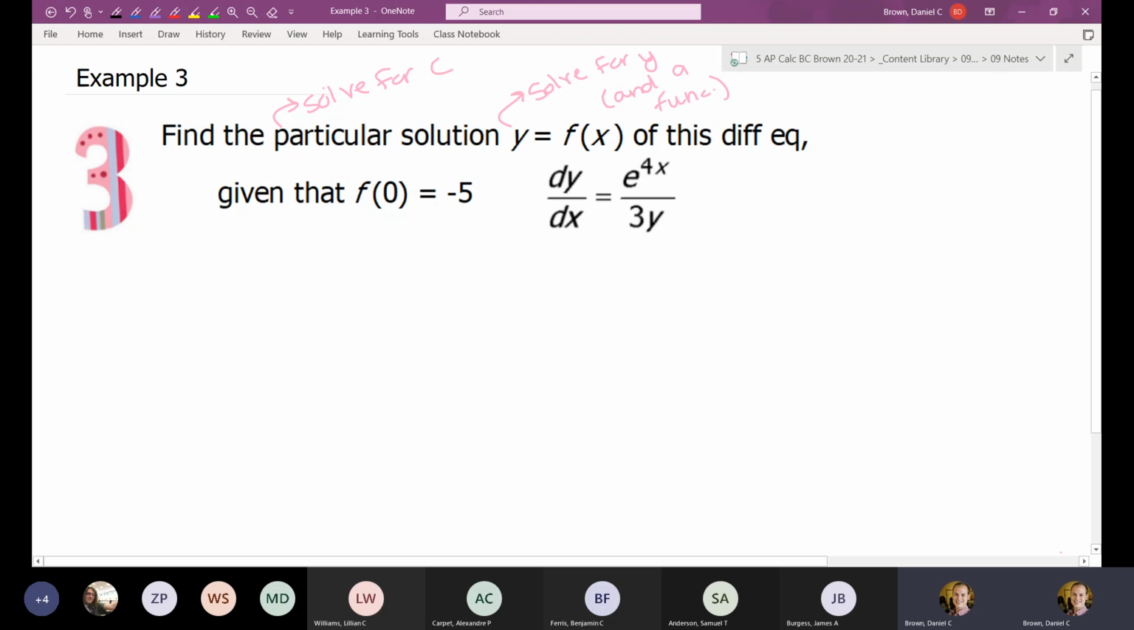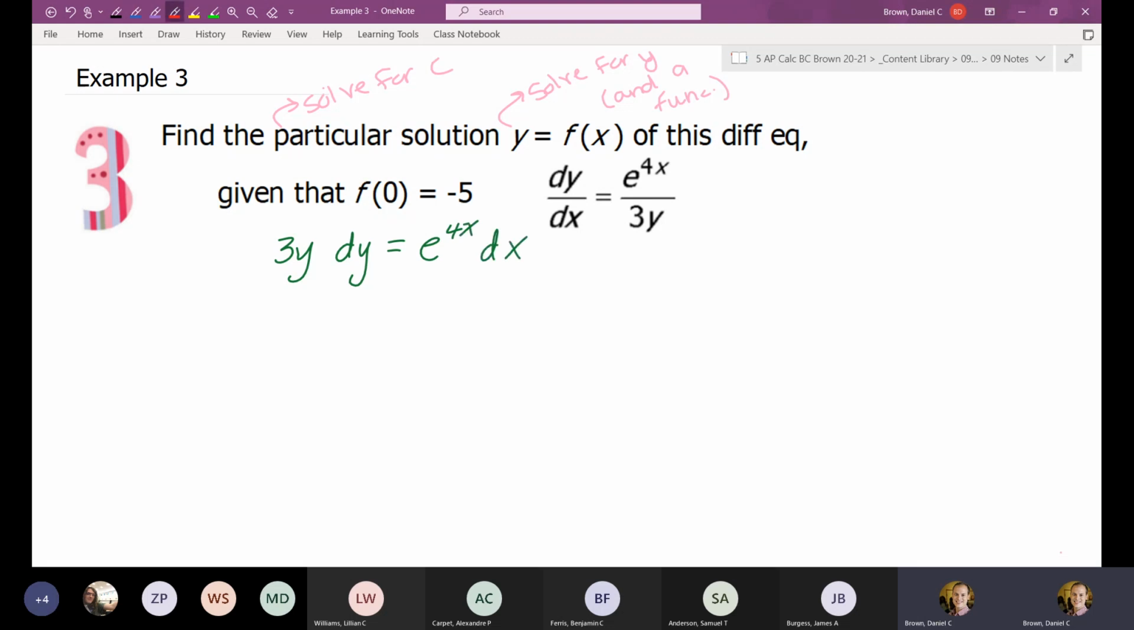And so let's go ahead and try it. What's going to be your first step to do always? Separate. And it doesn't matter how you separate it as long as you do it algebraically correctly. I'm going to go ahead and just cross multiply. So I have 3y dy is equal to e to the 4x dx.